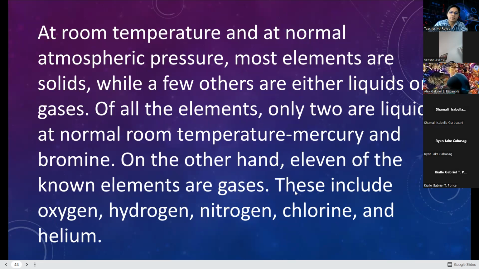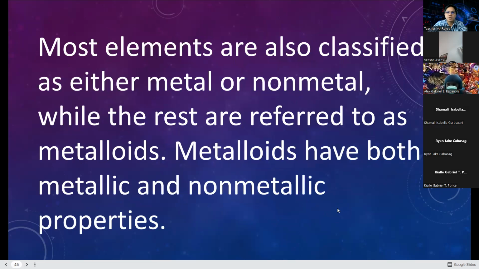On the other hand, 11 of the known elements are gases. These include oxygen, hydrogen, nitrogen, chlorine, and helium. Most elements are also classified as either metal or non-metal, while the rest are referred to as metalloids. Metalloids have both metallic and non-metallic properties.